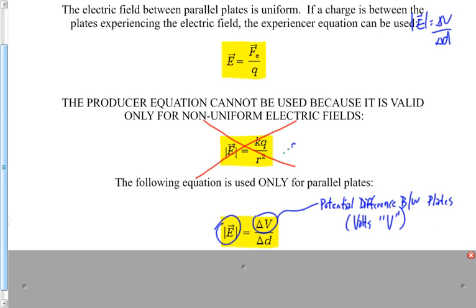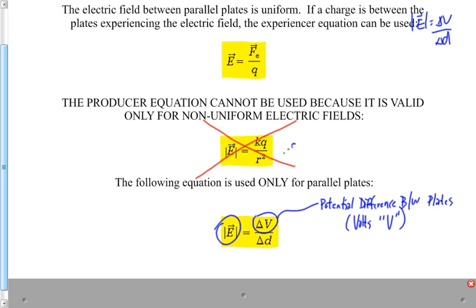Delta D does not mean how far something's traveled, because we're talking about the electric field between the plates that's caused by the plates. You don't even need anything to travel. You don't need anything between the plates to experience it. We still have this field. Delta D, rather, stands for the distance between the plates, and that's going to be measured in meters.